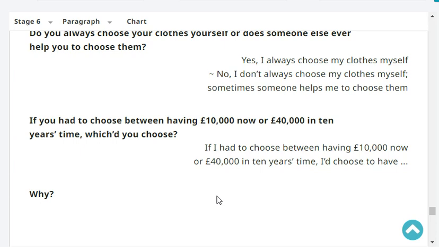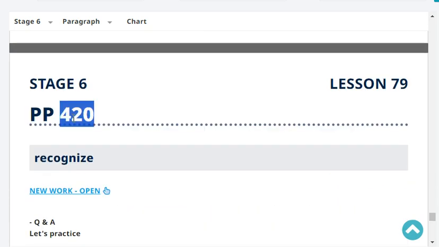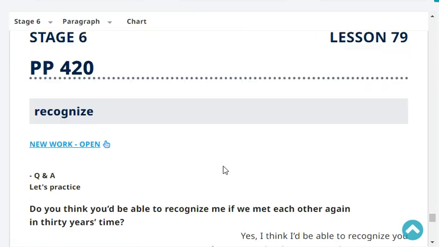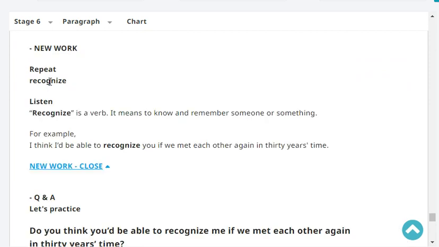If I had to choose between having 10,000 pounds now or 40,000 pounds in 10 years' time, I choose to have 10,000 pounds now. Why? Because I need money immediately. Very good.